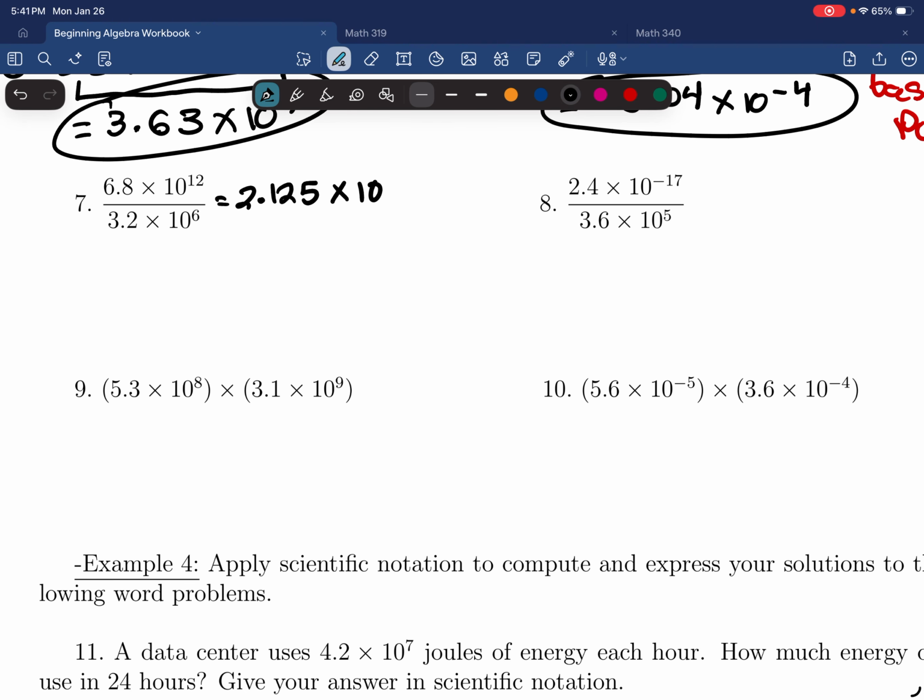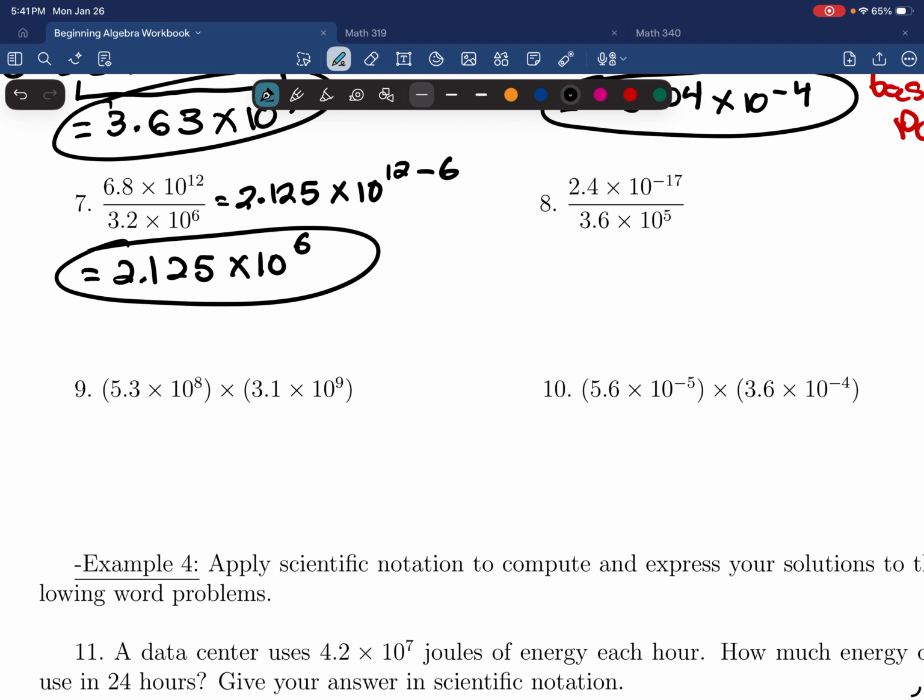And for our exponent, we're going to use those exponent rules that you've learned. And when you divide, recall, that means you subtract. So in this case, you're going to do 12 minus 6. So our final answer is 2.125 times 10 to the 6th. So that's your final answer. And now I encourage you to pause the video and try example 8 on your own. And assuming you have given this one a go, let's go through it.